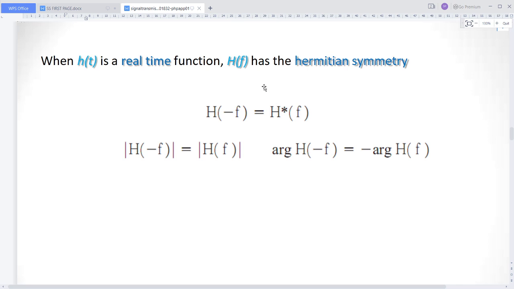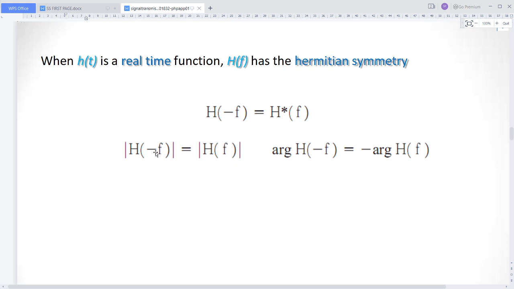x of t is an impulse response on which we applied the Fourier transform, so that h of t is a real time function. H of f has the Hermitian symmetry, that is, it is a complex function. We can have the j omega function also. It has the real part and the imaginary part, both in the frequency domain signal. So that H of minus f is equal to H conjugate of f, and we can replace this here also. You can get H star of f.